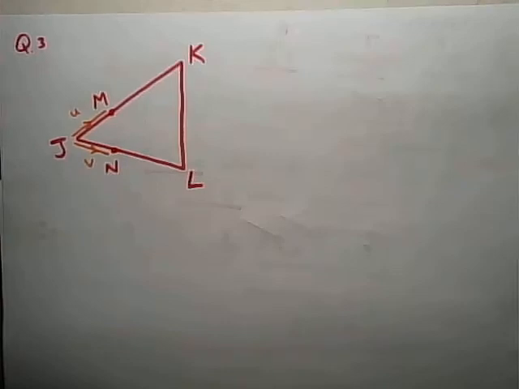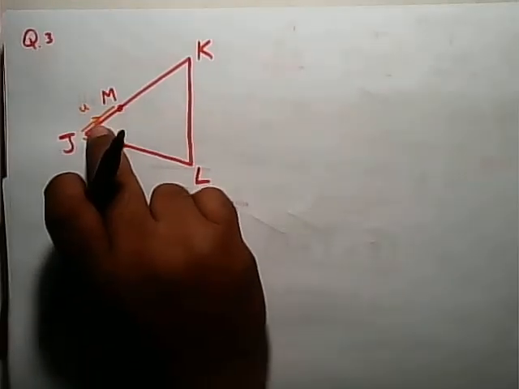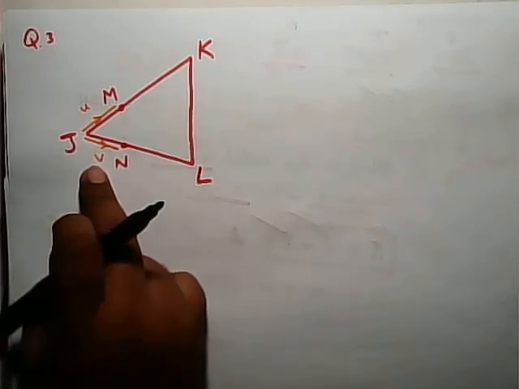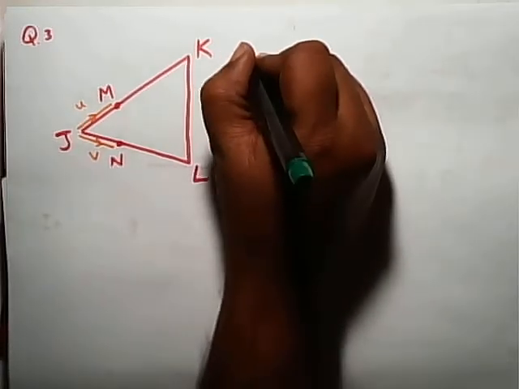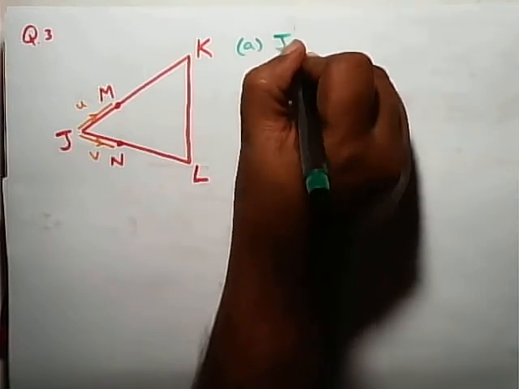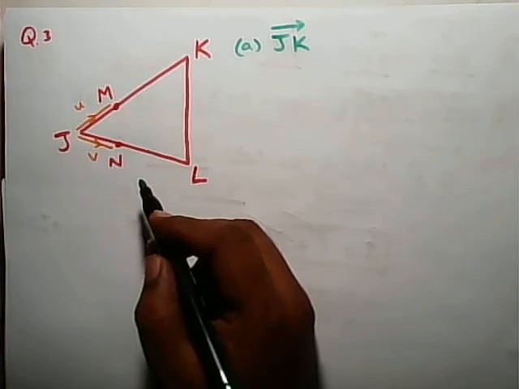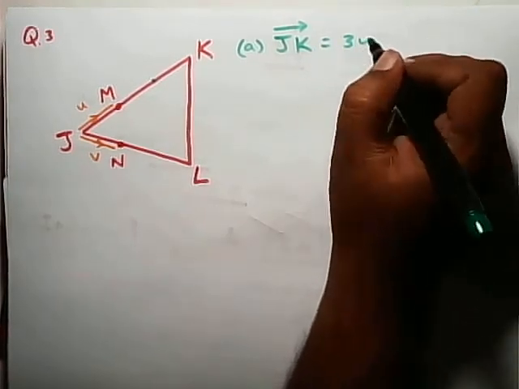Hi. Let's go through the answers here for question 3. Just recapping from the last day, we had question 3, part A. Given that JM is the vector u and JN is v, write in terms of u and v an expression for JK. To get from J to K, we have to go through 3 u's. So JK is 3u.